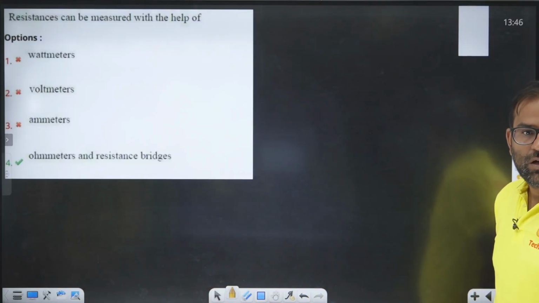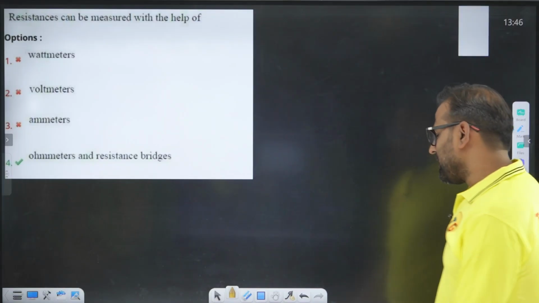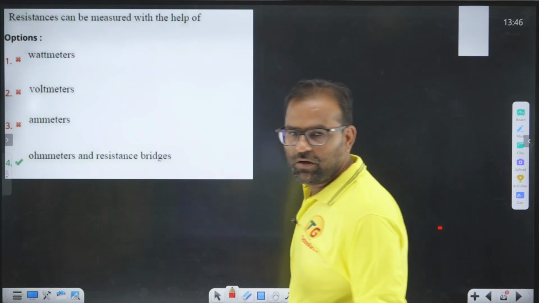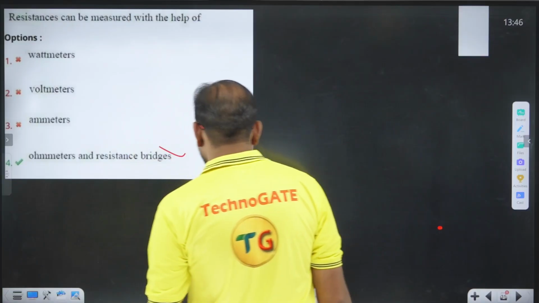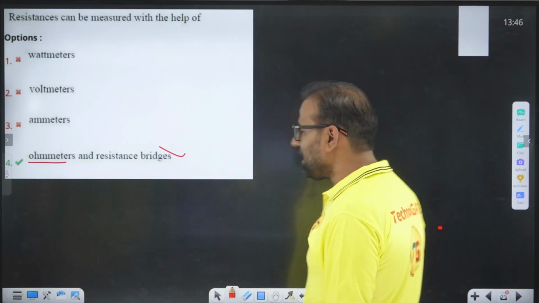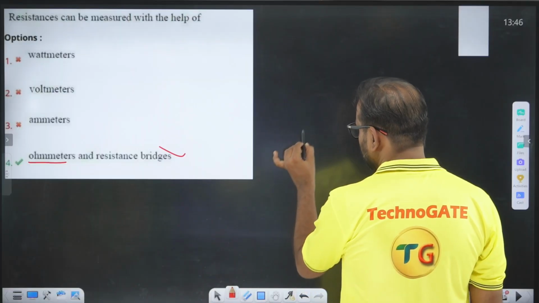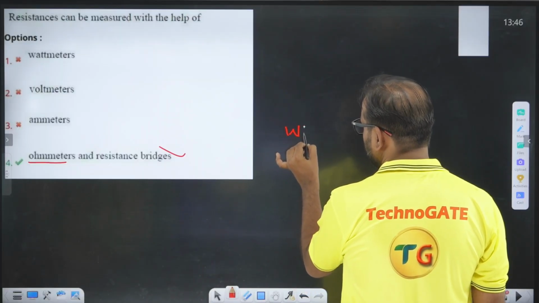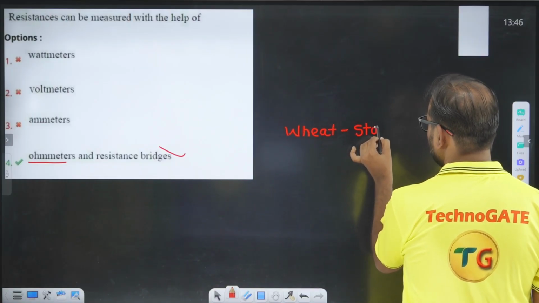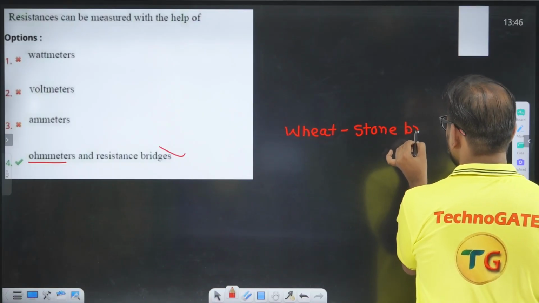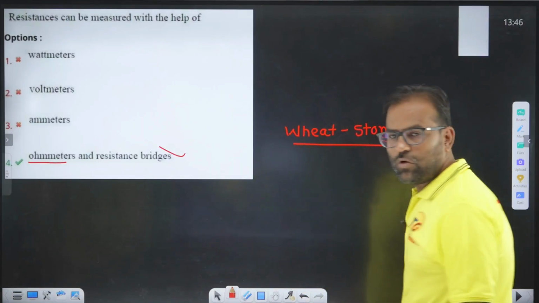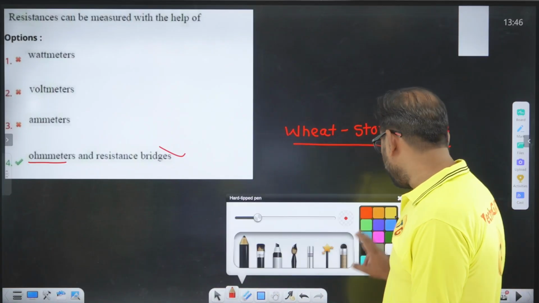Measurement. The resistance can be measured. Okay, resistance you can measure with the help of what? With the help of ohm meter or with the help of bridges, because ohm meter is the device from which you can measure the resistance, and there are some techniques to measure the resistance. One of them is Wheatstone bridge. Wheatstone bridge. And what is Wheatstone bridge? The Wheatstone bridge is this.